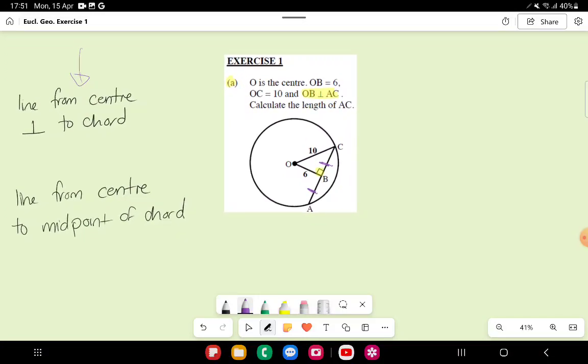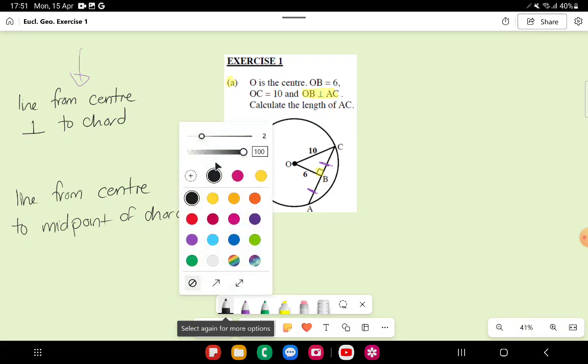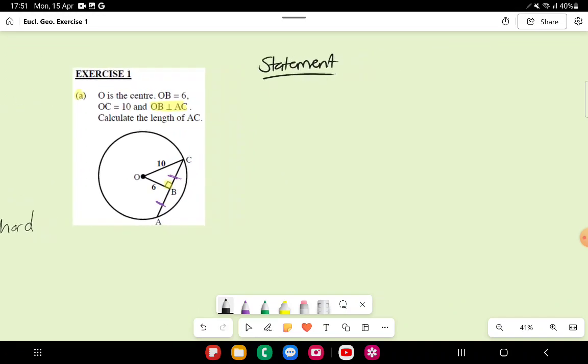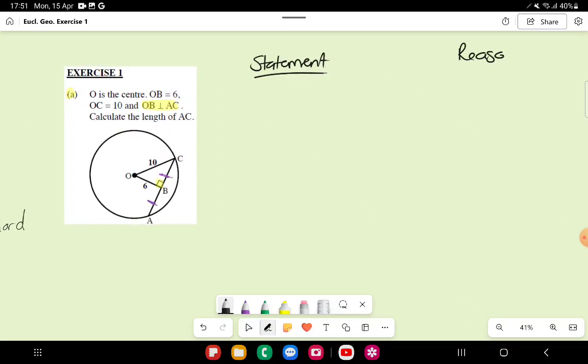Question number 1 is on the sketch and we've already started working on it. Remember, you are going to write both a statement and a reason. Everything you write must have a statement and a reason next to it. This question tells me that O is the center of the circle, OB is 6, OC is 10, OB is perpendicular to AC. Calculate the length of AC.